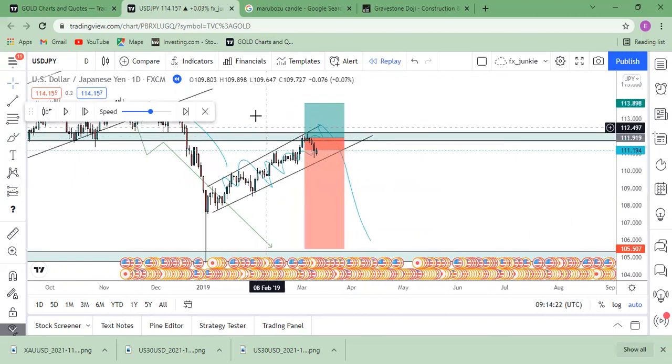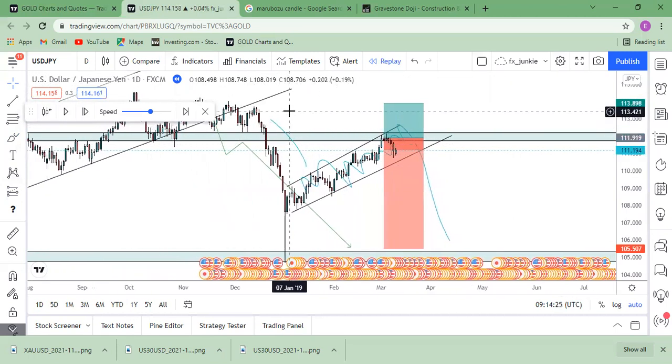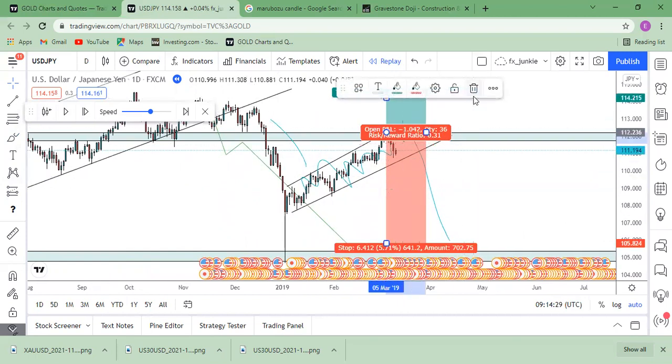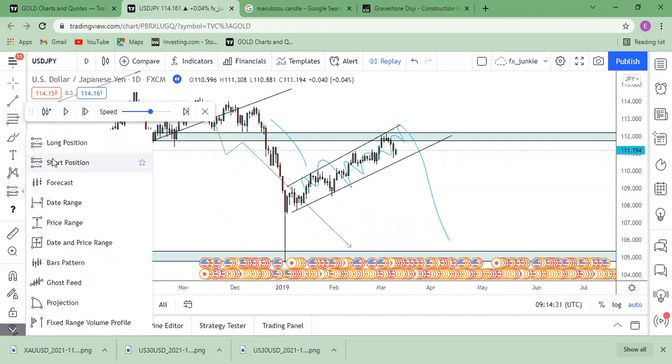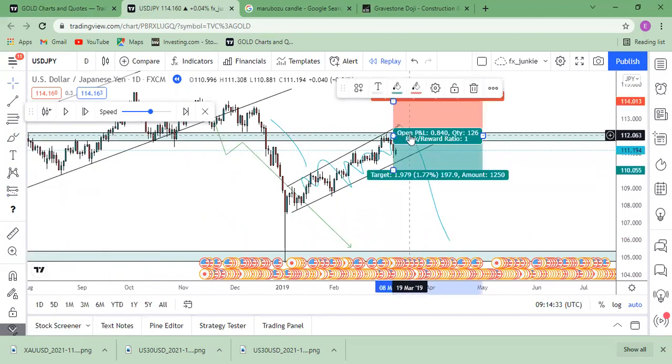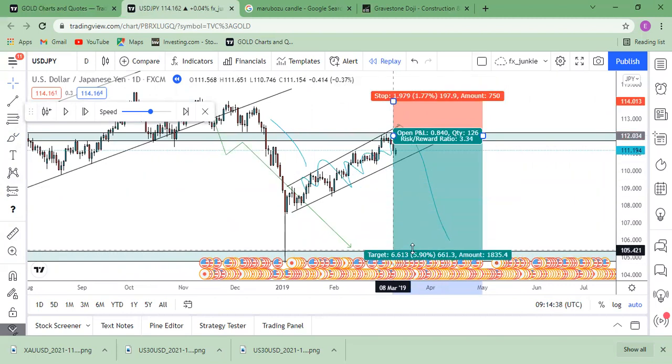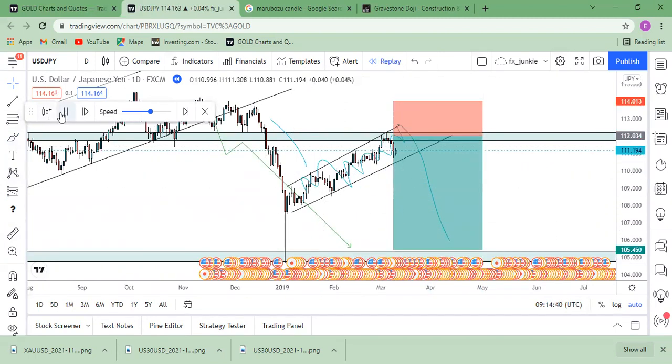Stop loss, we still keep it above the previous high. It's a short and not a long. So let's see what the market did.